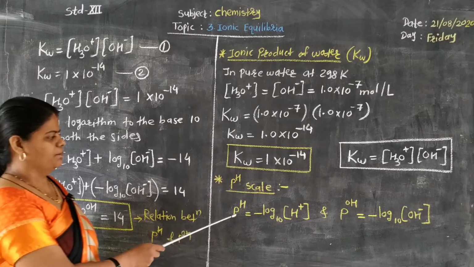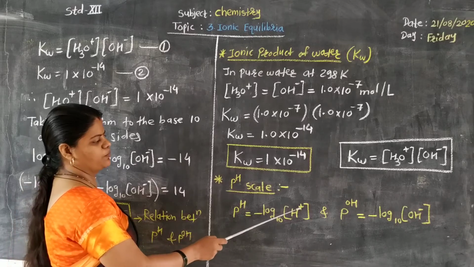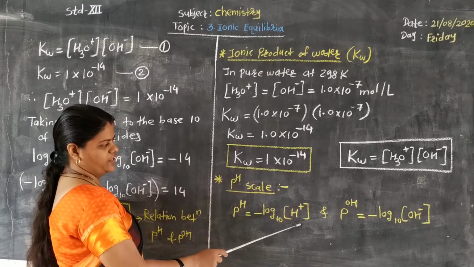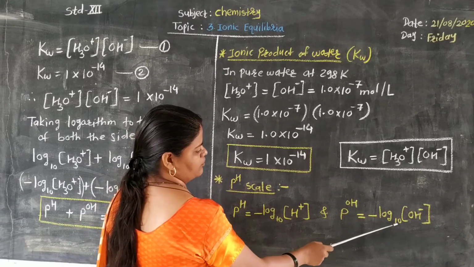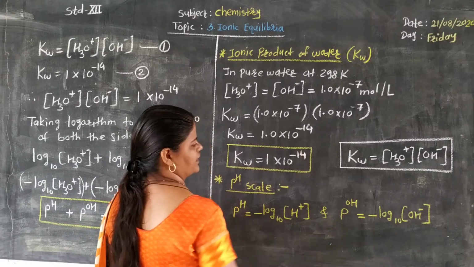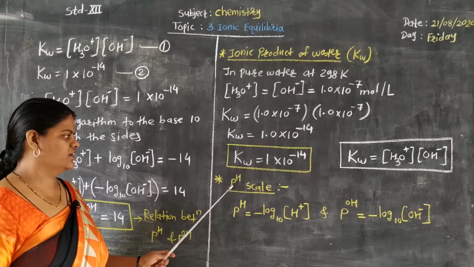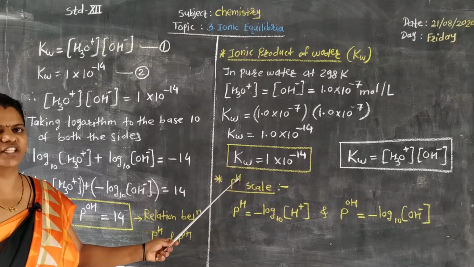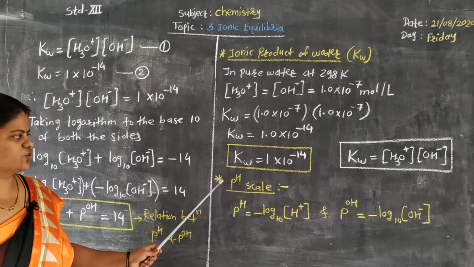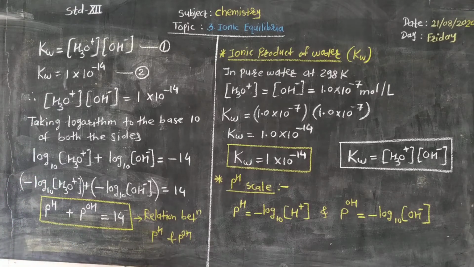First of all, pH is equal to negative logarithm to the base 10 of H plus ion concentration in mole per dm cube, and pOH is equal to negative logarithm to the base 10 of OH minus ion concentration in mole per dm cube. What do you mean by pH scale? P stands for potens or potential, and H means H plus ion concentration. So the potential of hydrogen ion concentration in solution is known as pH scale.